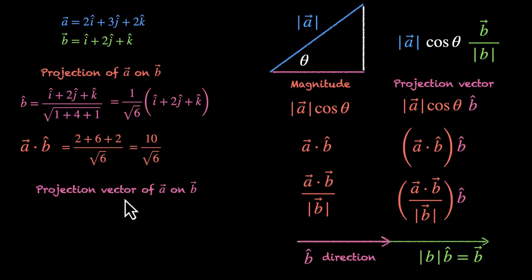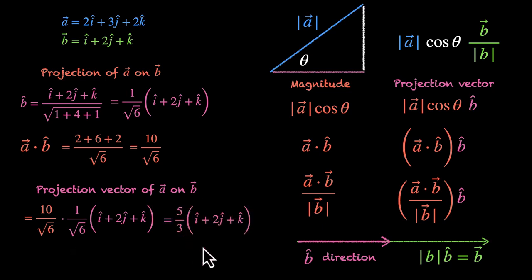And if we want the projection vector, we'll multiply this magnitude with the direction. The direction is B cap. So multiplying this with B cap, that's 10 by root 6 times 1 by root 6 times i cap plus 2j cap plus k cap. So this is a number, this is a vector. This becomes root 6 times root 6, that's 6. 10 by 6 is 5 by 3. So the projection vector of A on B is going to be 5 by 3 times i cap plus 2j cap plus k cap.